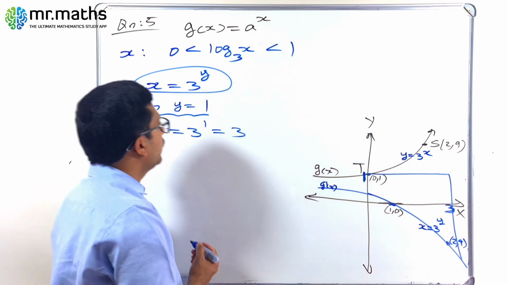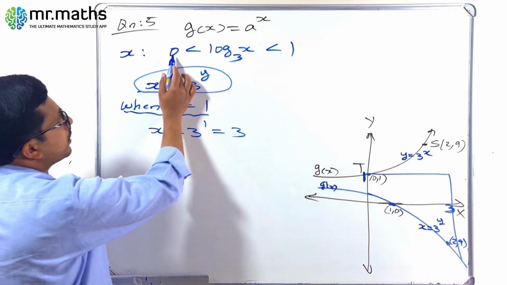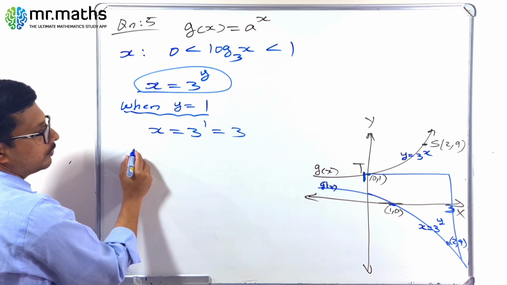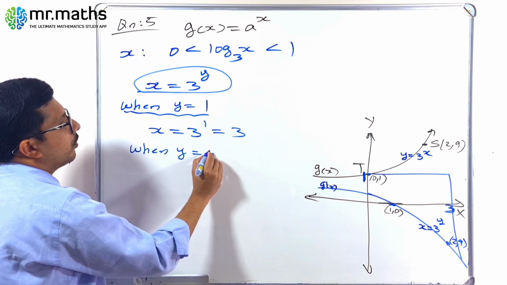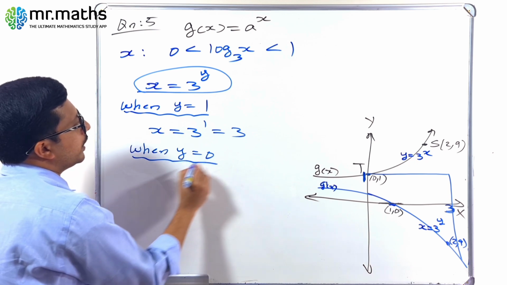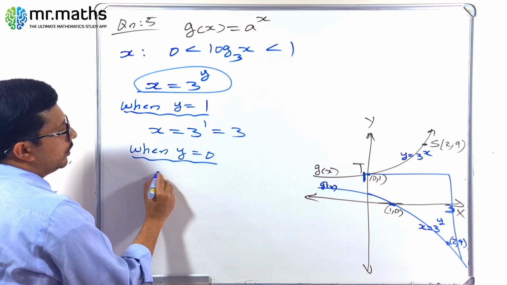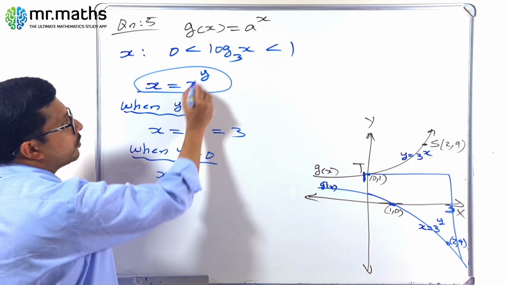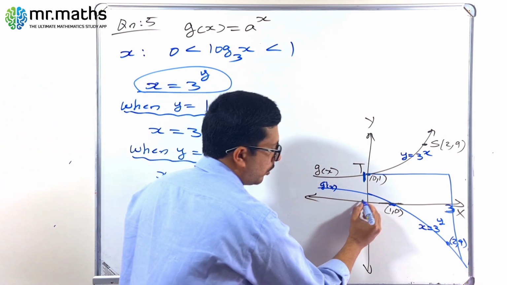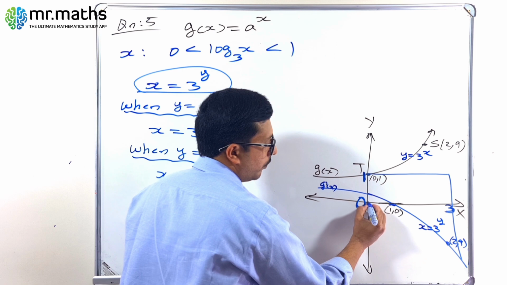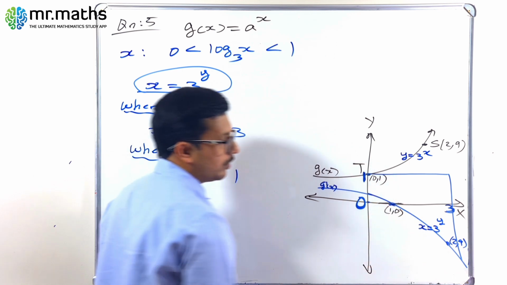You understand? Then when y is equal to 0, what is the x value? x is equal to 3 raised to 0, that is 1. So this is y is 0, and when y is 0, the x value is 1.